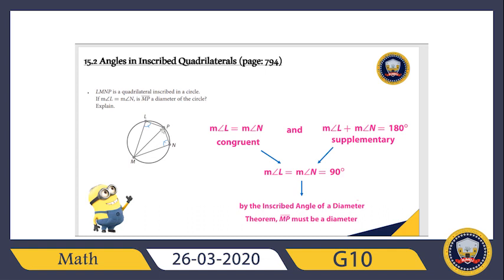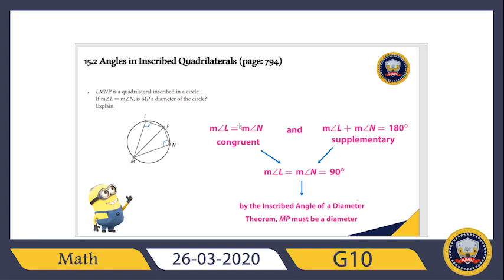It means the segment MP passes through the center of my circle. Now the question, is this true or not? Now let's use this. We have ML equals MN. The measure of L equals the measure of N. They are congruent. And at the same time, they are supplementary. Why? Because it's an inscribed quadrilateral inside the circle. So the measure of L plus the measure of N equals 180 degrees.